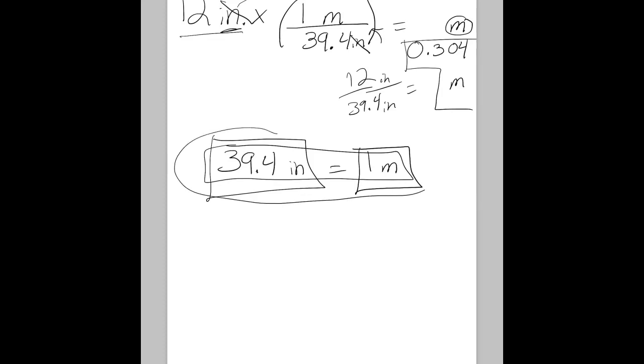So, quick review. Take your conversion factor and turn it into a fraction. Put the unit that you want on top and the unit that you're trying to cancel out on the bottom. And then type it into your calculator, or multiply straight across and then divide by the bottom. Okay? Let me know if you have any questions.